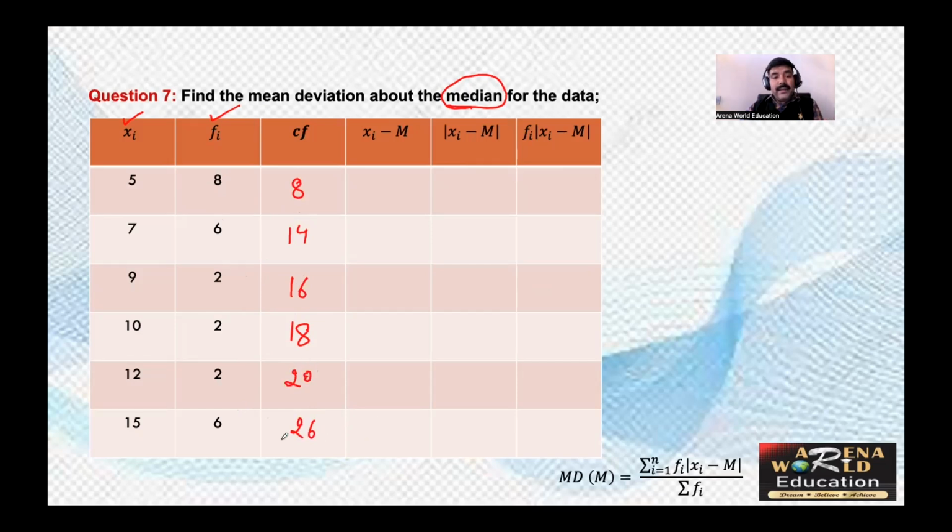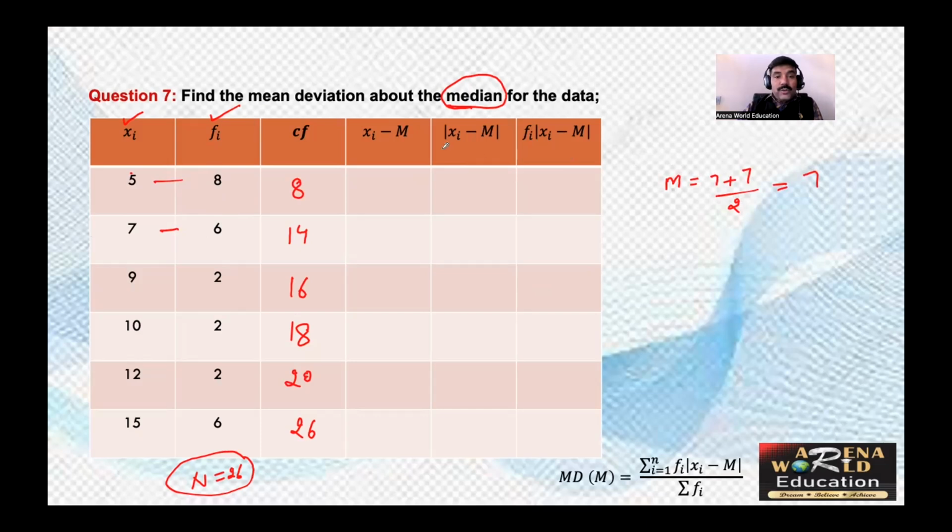After finding cumulative frequency, it means N is 26. Means total number of terms are 26. Now, if number of terms are 26 and we are dealing with median, it means number of terms are even. And if number of terms are even, median will be the average of the middle two, the 13th and 14th term. 5 has frequency 8, means 5 is repeating 8 times. Similarly, 7 is repeating 6 times. And we are looking for the 13th and 14th term. You can see 8 plus 6, 14. It means the 13th and 14th term are both the same, that is 7 and 7. So median will be the average of the 13th and 14th terms, so 7 plus 7 divided by 2. So median is 7. Is it clear?